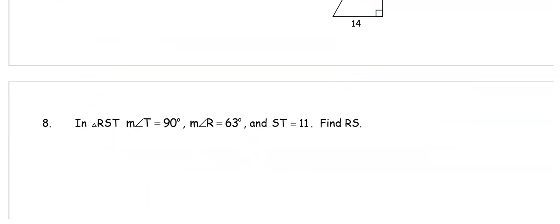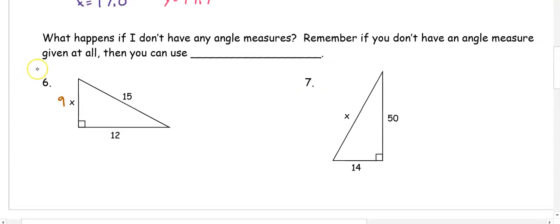In number 6 and 7, what happens if we don't have angle measurements? So if we don't have angle measurements, we can't use trig, but we already learned something before. So if you have the sides but no angles, you need to use Pythagorean theorem. So Pythagorean theorem is c squared equals a squared plus b squared.